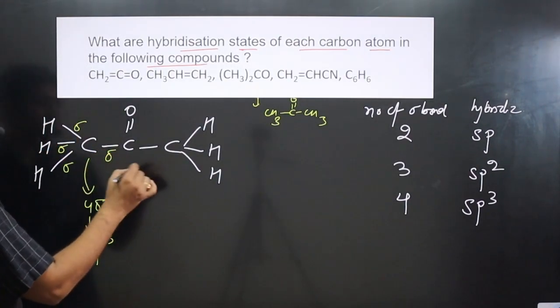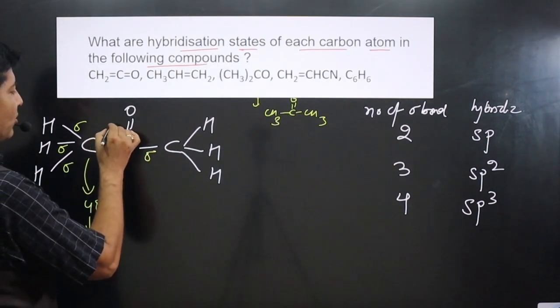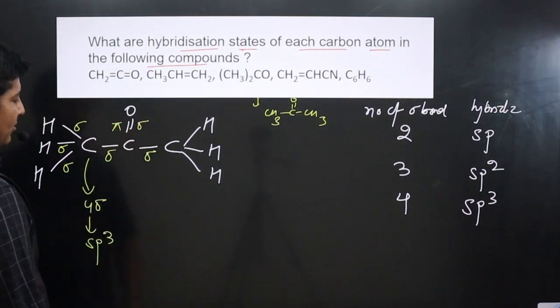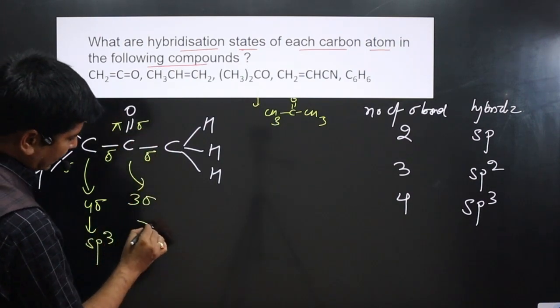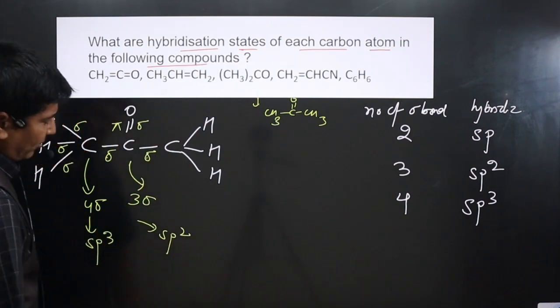Move on to the next carbon. You can see a sigma bond, this is a sigma bond. In a double bond, one is a pi bond and another is a sigma bond. So 1, 2, 3, it is forming 3 sigma bonds. Hence we can say it is sp2 hybridized.